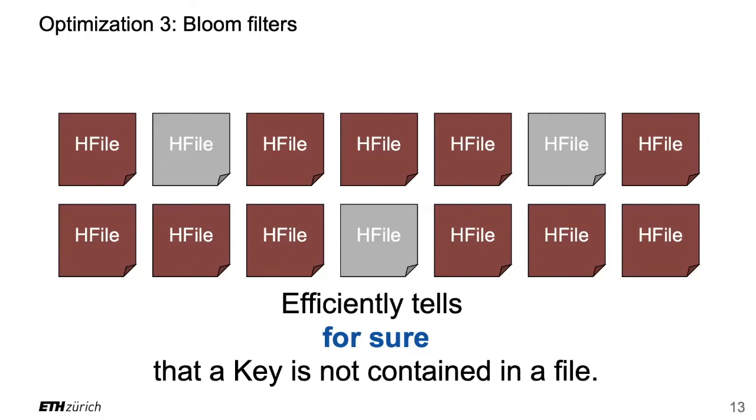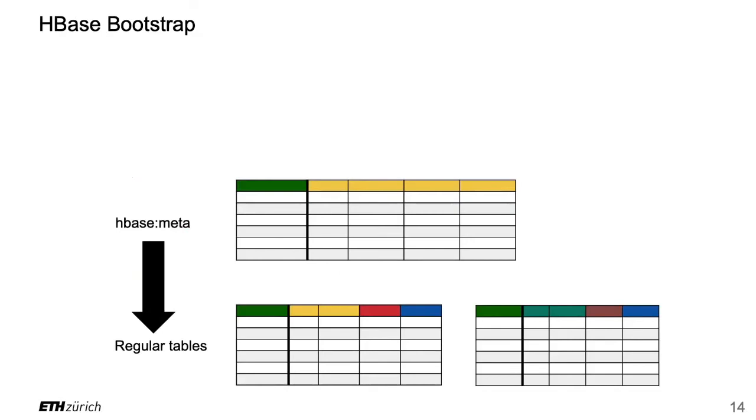I'm just telling you that it's a data structure, a physical structure that is very good at telling you for sure that a key value is not going to be in an HFile, or maybe that it's going to be in it without being sure. And that way you can eliminate plenty of HFiles when you know for sure that it's not in there. And you can imagine the gain in performance that you get by not having to read the HFiles.